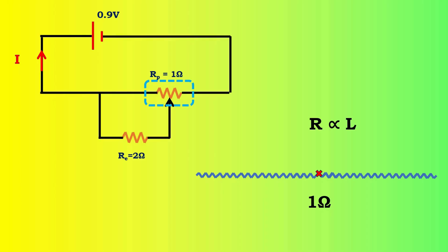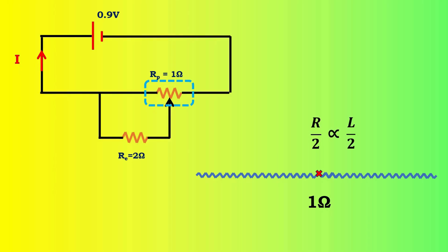Now, let's zoom into the potentiometer wire. The sliding contact is exactly at the middle, so the wire gets divided into 2 equal lengths. And we already know from the meter bridge concepts that, for a uniform wire, resistance is directly proportional to length. That simply means if the length becomes half, the resistance also becomes half.